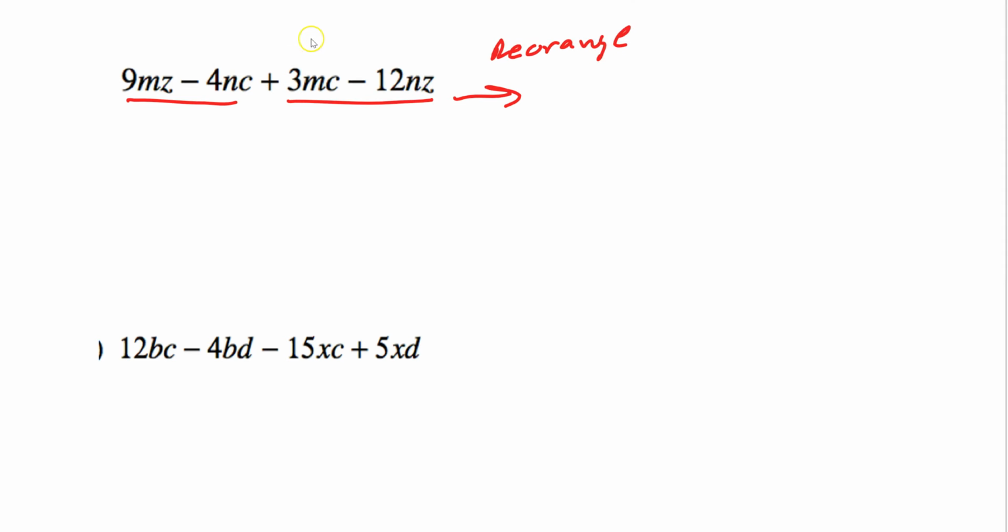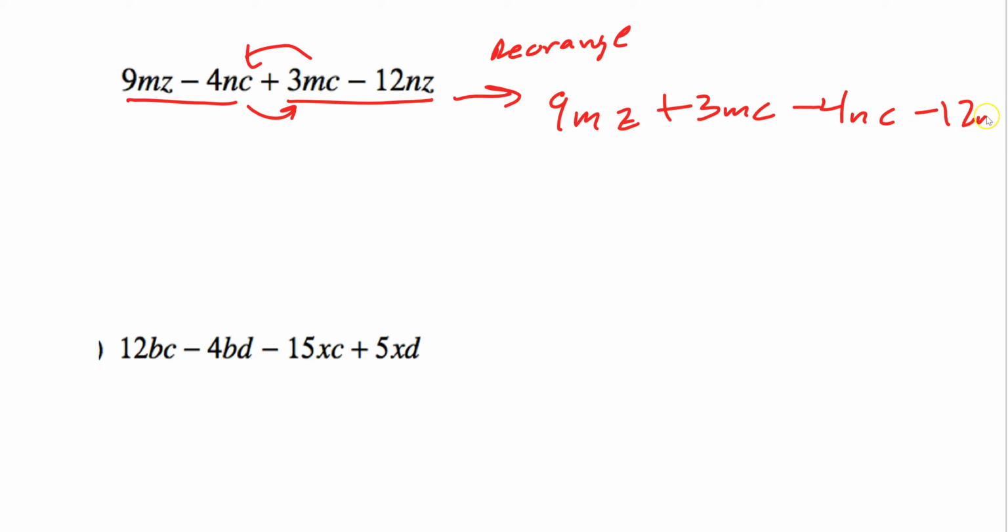So I want to get the MZs together. Or let's put, how do I want to do this? Let's see. Let's switch these two. I think that'll work. So it's going to be 9MZ plus 3MC negative 4NC negative 12NZ. Right, so again, if you look at these, they had nothing in common. No 4, no 9, like nothing worked.